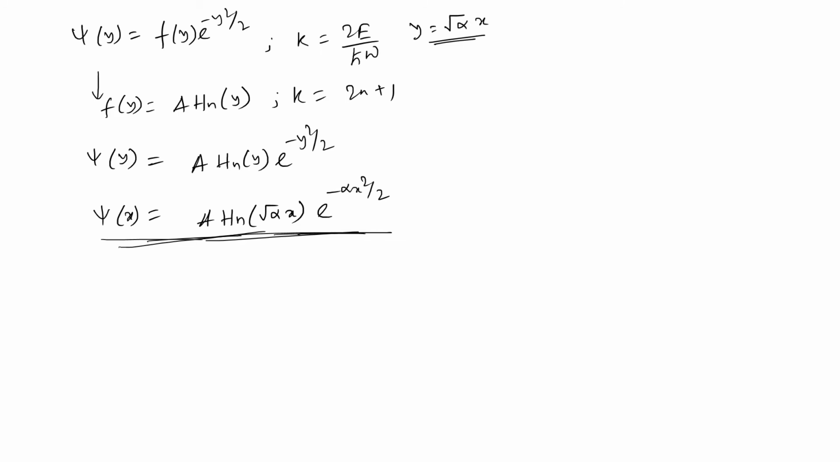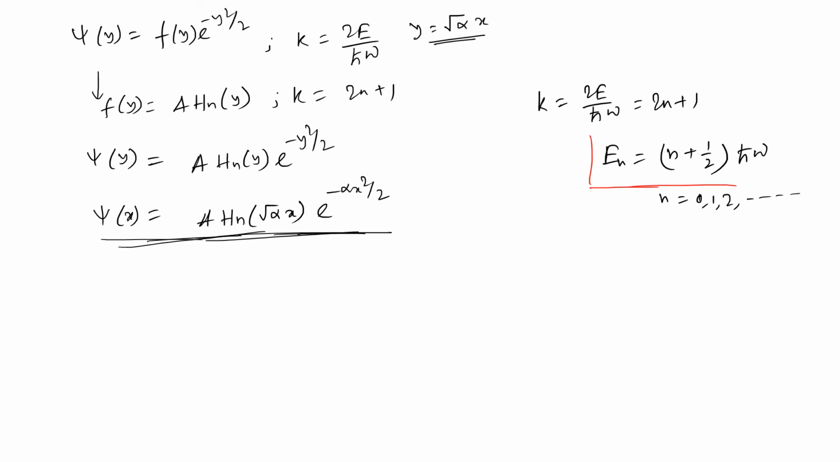So what is the case of energy? This k equals 2E by h cut omega equals 2n plus 1. That means energy equals (n plus half) h cut omega. I am writing E_n, that is the energy of the n-th state. So n varies from 0, 1, 2, and so on, always in the positive direction, because in the Hermite polynomial n is not negative. So this is the equation of energy of the particle in harmonic oscillation in quantum mechanics.